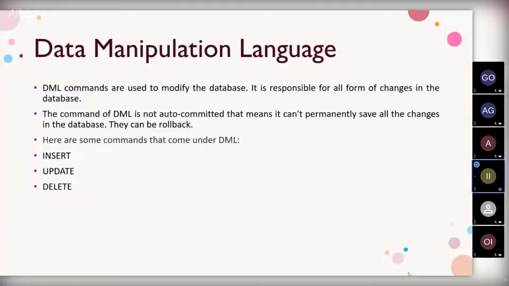So DML commands are used to modify. So you are modifying the database. When you modify something, you are trying to manipulate it. So just think of it like that, but not in a negative sense. It is responsible for all forms of changes in the database. The commands of DML are not auto-committed. That means they can't permanently save the changes in the database. They can be rolled back.